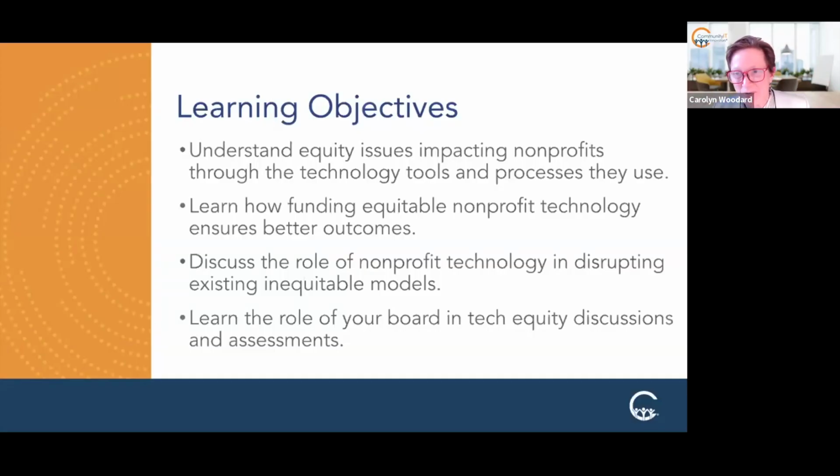We didn't quite get to that one, but there's a whole other report PDF that you can get with some questions for your board members to talk about technology and equity. So that will help people.